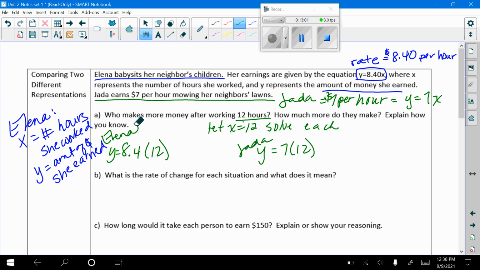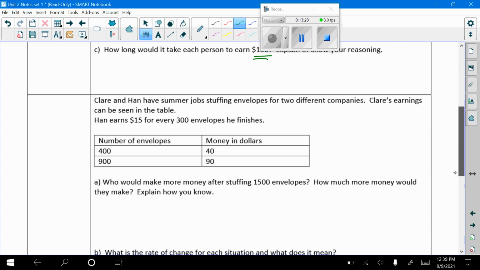What is the rate of change for each of the situations and what does it mean? Well, we talked about that. How long would it take each person to earn $150? Now the total is my y value. I want the total to be what? So y equals 150. And then explain and show your reasoning.